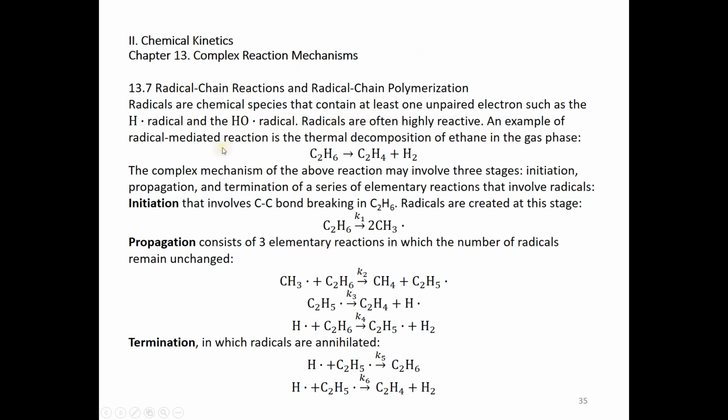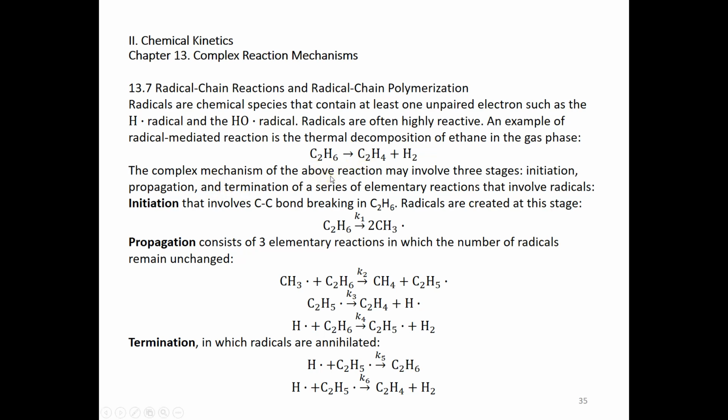An example of a radical-mediated reaction is the thermal decomposition of ethane in the gas phase. So ethane may decompose and form ethylene and H2. The complex mechanism of this reaction may involve 3 stages: initiation, propagation, and termination. In the initiation stage, radicals are produced. In the propagation stage, the number of radicals remains unchanged, but the identity of the radical may change. Termination: radicals are annihilated in this stage.